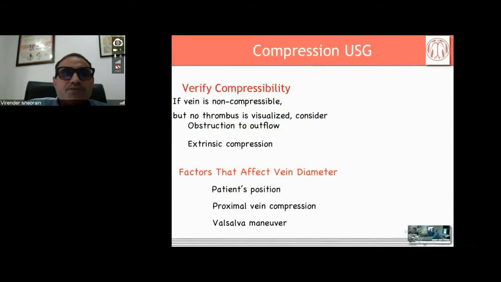So verify compressibility. If the vein is non-compressible but no thrombus is visualized, consider, number one, obstruction to the flow, or there could be an extrinsic compression.